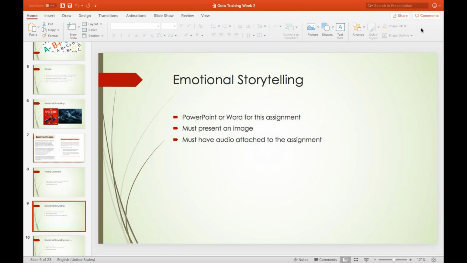Now, it could be a PowerPoint or Word for this assignment, but it must have an image and audio must be attached to this assignment. It can't be two separate. Try not to make it two separate submissions. Have the audio, like I showed you guys the video of the student. She had the audio and the visual in the same slide. So try to keep it that way.